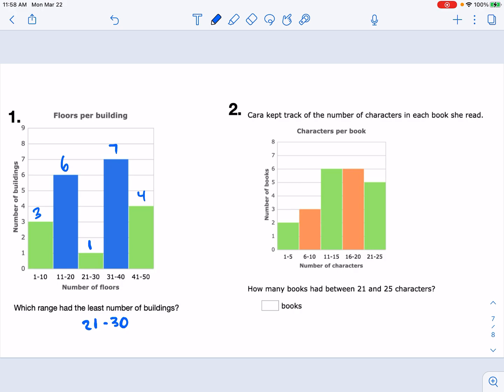Number 2, Kara kept track of the number of characters in each book she read. So how many books had between 21 and 25 characters? So if we look for the group 21 to 25, we see that there were 5 books that had that many characters. So that's how you'd look at a histogram to answer some questions.